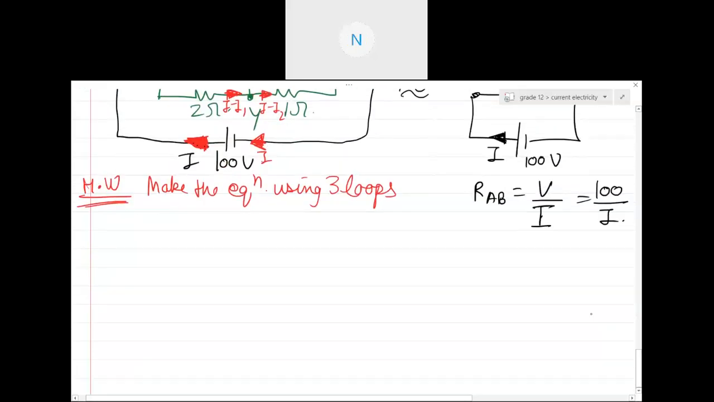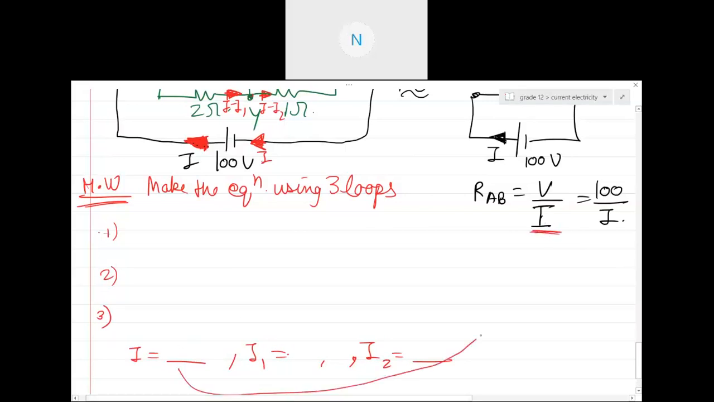Rest, every other thing you can take whatever you want. So you got these 3 equations. When you solve those 3 equations, you get I1 and I2, right? Once you get the value of I1 and I2, what do you need to find out? The net resistance? You need to find out the value of I, right? So you'll put this value over here and you'll get your answer. Is this clear?